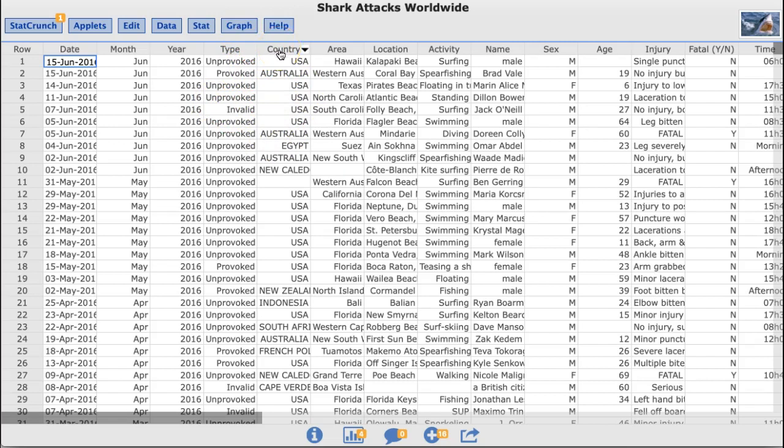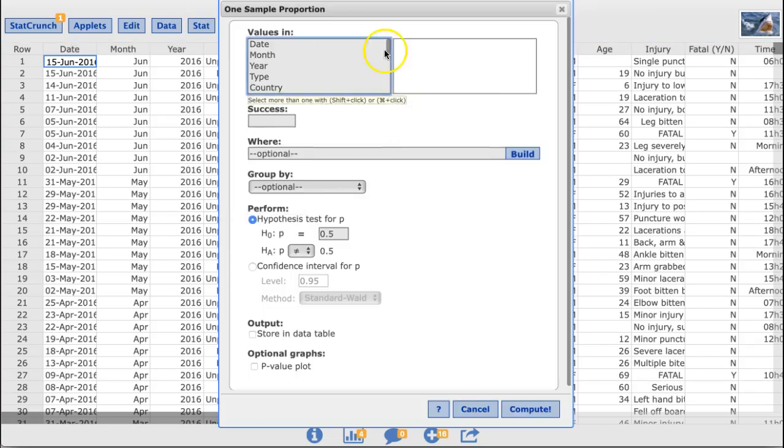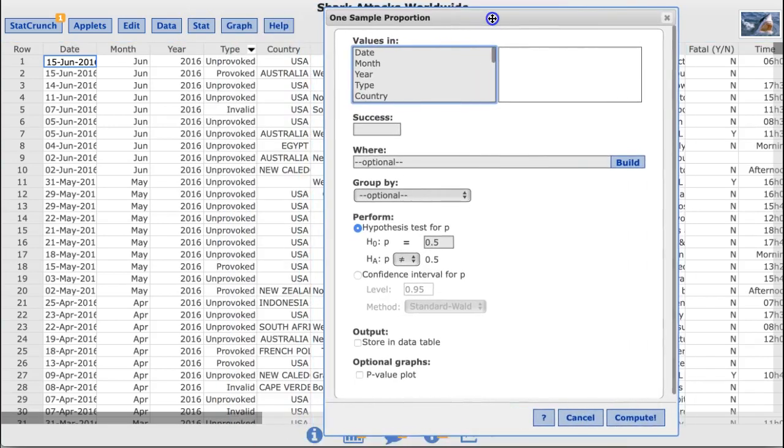So country, right? This is the location. It's in the USA or Australia, USA, Australia, Egypt. So there's all these different locations here that were recorded. Here what I want to do is run a test. So I want to go to proportion stats, one sample with data. And what I want to do here is look within country, and my success here is going to be USA. Make sure it's typed exactly the same way as it's typed here.